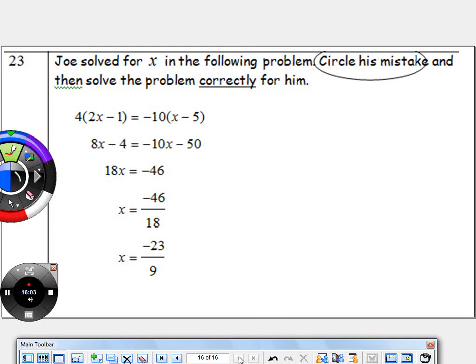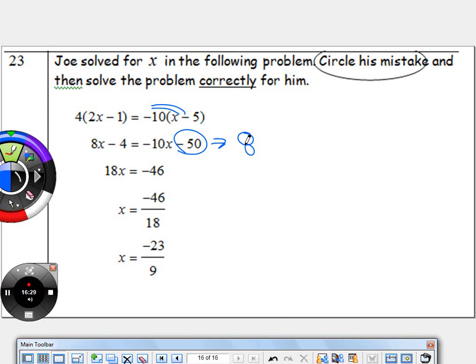Last one, Joe. Poor Joe. Joe made the same mistake that so many people make. He tried to solve this problem, and when he distributed, he forgot to distribute the negative sign. Negative times a negative is a positive. That's his mistake. So we want to solve it correctly for him. So I'll pick it up right here, this step.